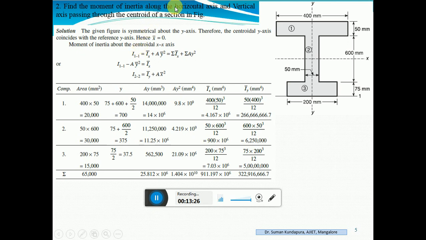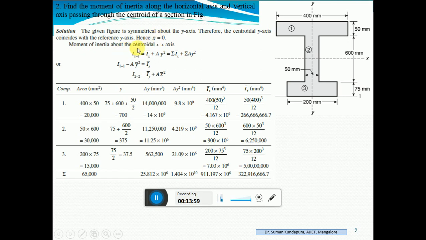Find the moment of inertia along the horizontal axis and the vertical axis passing through the centroid of the section. So somewhere here is the centroid of the section. The figure is symmetrical about the y-axis. Therefore, the centroidal y-axis coincides with the reference axis. Therefore, x bar is equal to 0. This itself is the centroidal axis as well as the reference axis.